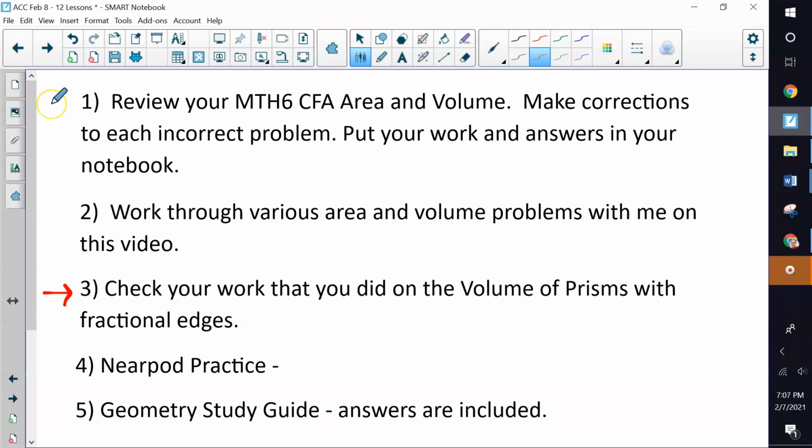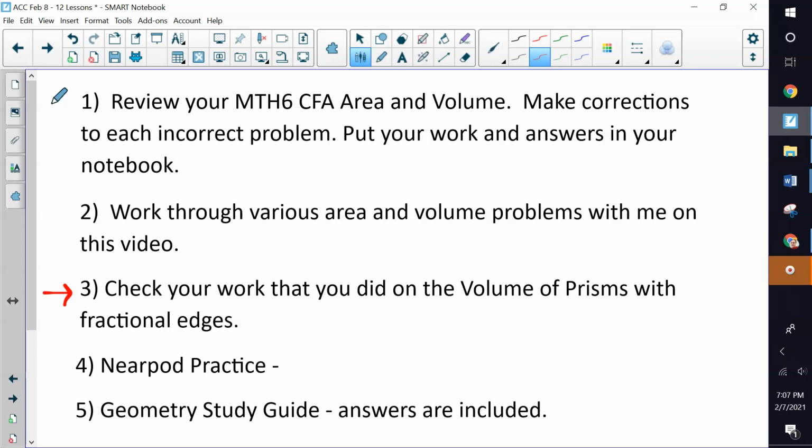So the first thing we're going to work on is I want you to go back into the Math 6 CFA that you took last week and make corrections on it. So open that up, make sure you look at each of the mistakes that you made and just work through the problem in your notebook. You're not going to resubmit it or do it again or anything. You're just going to work it through. Make sure you understand where your errors are.